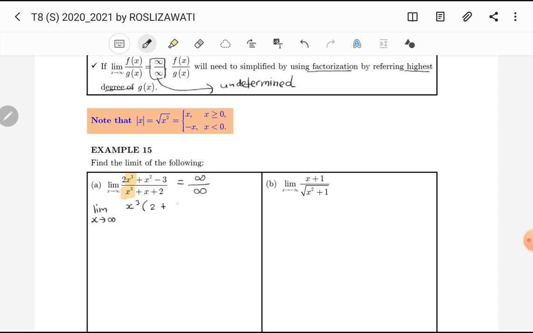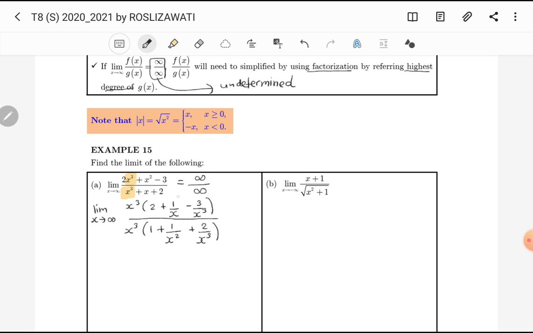So saya akan dapat berapa? 1 over x. And then minus 3 over x cube. Divide by, okay, now we will factorize the denominator. Apa yang highest degree dia? X cube. Pun kita akan factorize x cube jugalah. Okay, so first term dia tinggal 1 plus 1 over x squared and plus 2 over x cube.